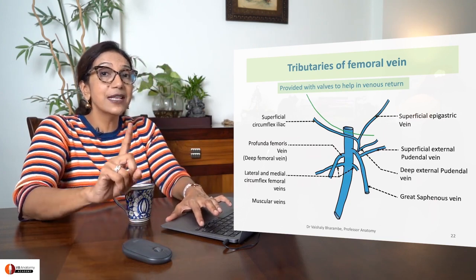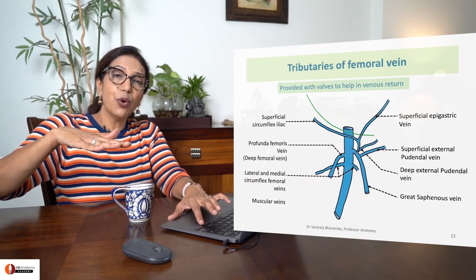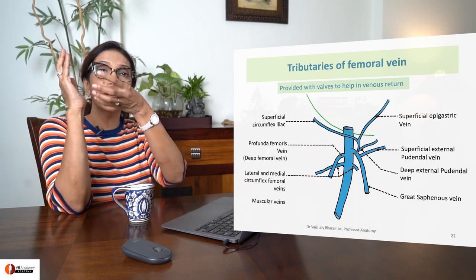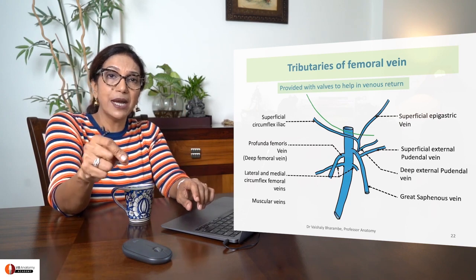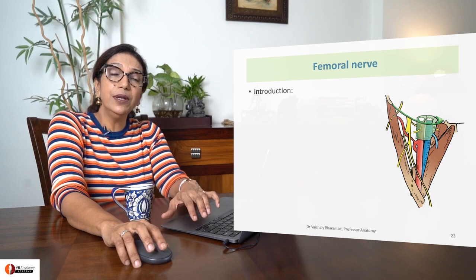Remember, we are doing this against gravity. This is the human body, a human being who from being a quadrupedal character has become bipedal. So all the blood is going against gravity towards the heart. So these valves matter, this knowledge matters. Okay? Right. Let's talk now about the femoral nerve.